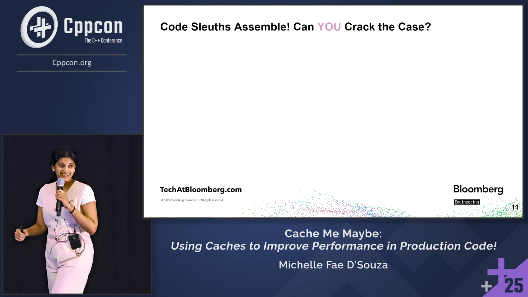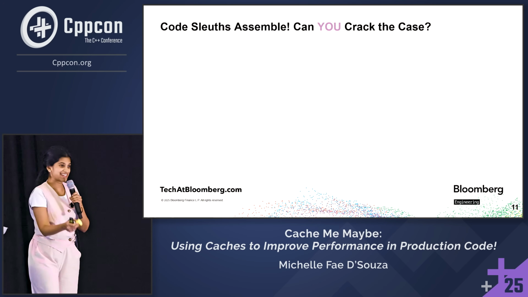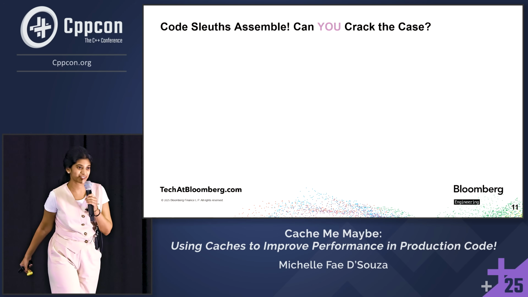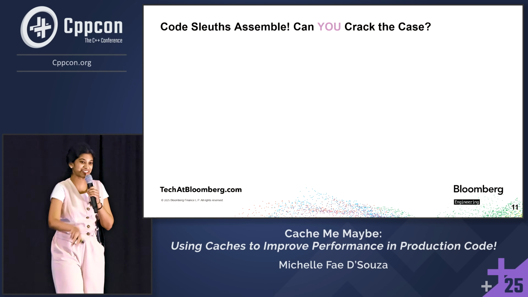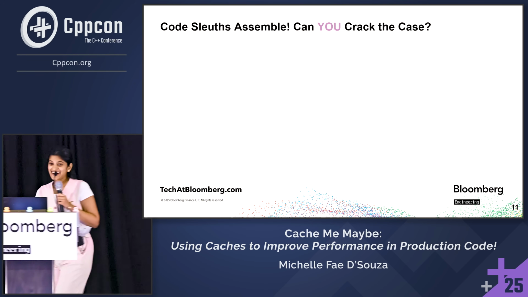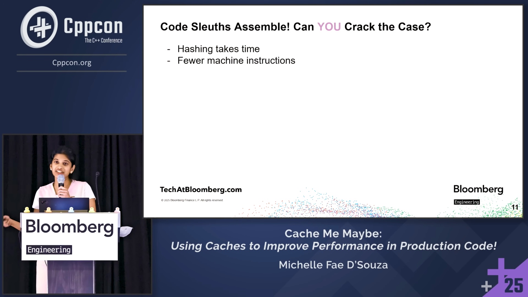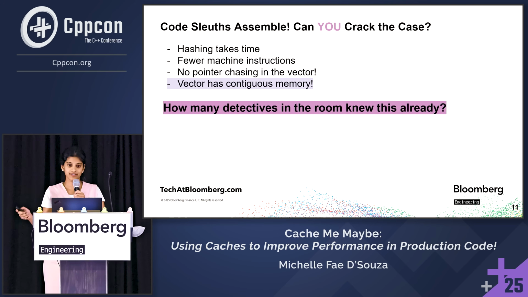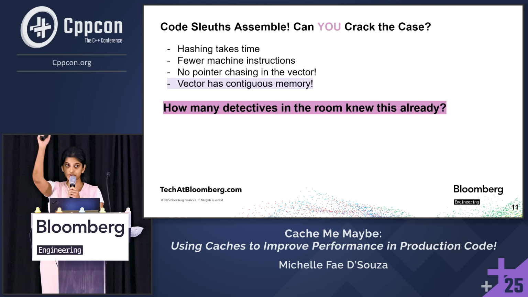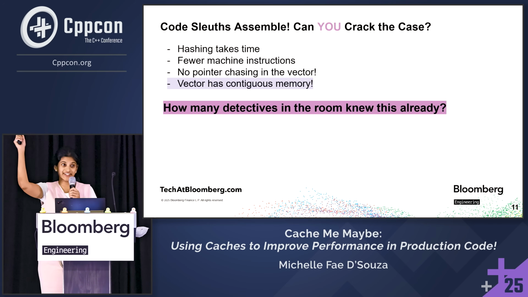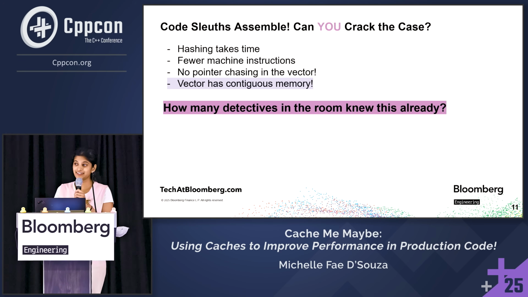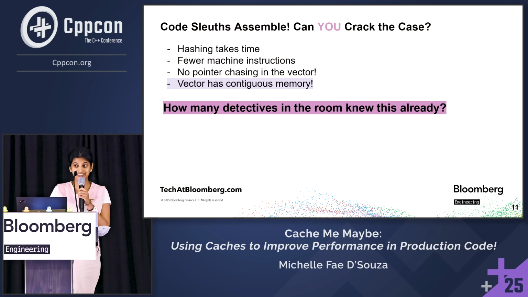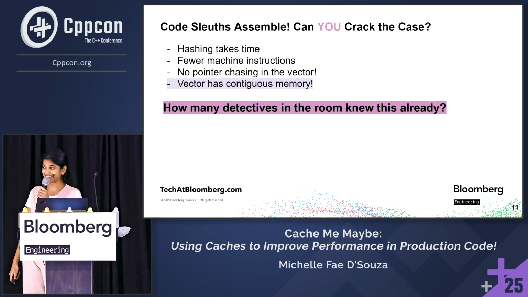Yeah. So we had a detective in the audience that said a vector essentially has contiguous memory. I'm very bad at throwing, so this is going to be fun. So there are actually a number of reasons, but the main one is a vector has contiguous memory. How many detectives in this room knew this already? Could you raise your hand? Great, a lot of detectives, and that's perfect. But don't worry if you did not, don't worry if you do. It's still going to be a super exciting investigation.